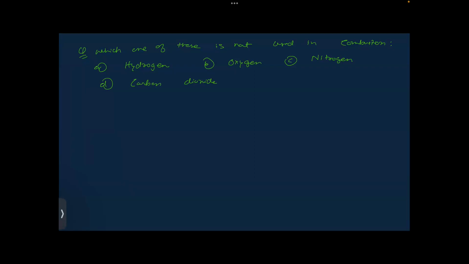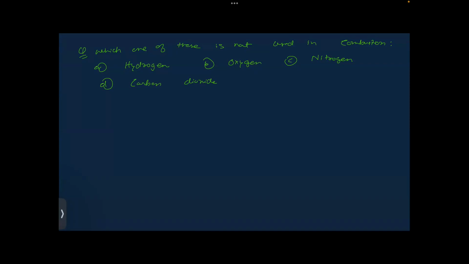What were you saying? Carbon hydroxide? No, carbon dioxide. Chakrika, what were you saying? Nitrogen? No, it's carbon dioxide actually. Carbon dioxide is not used in combustion.